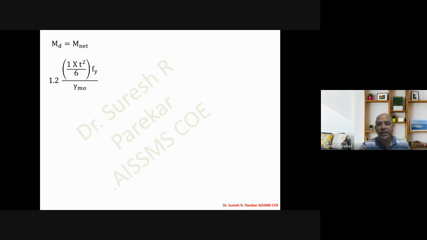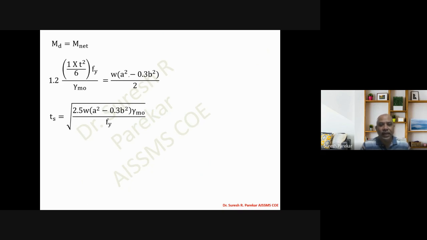And then equating these two, we have 1.2 into 1 into t square by 6 gamma m0 fy, and from this we are going to get the value of ts. So now this is considered as ts. If we solve this, then we are going to get this as 2.6 and 6.2.